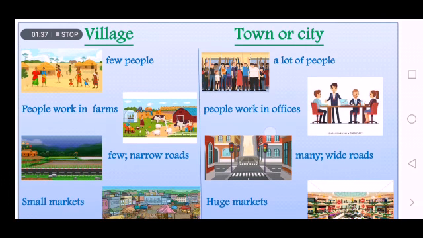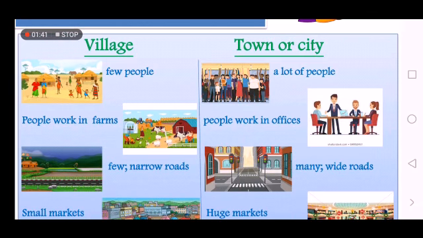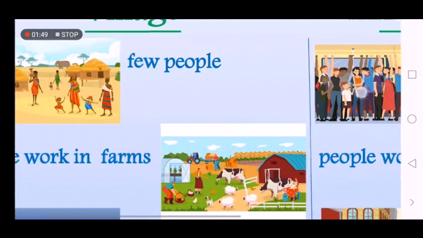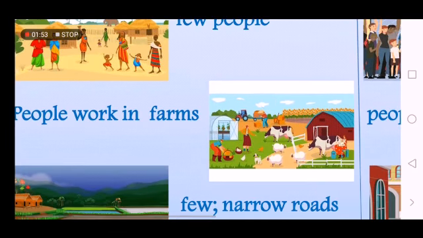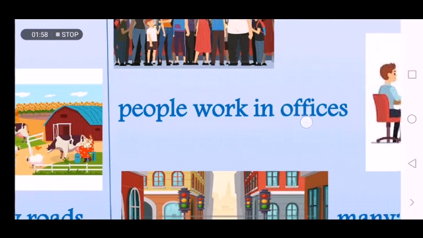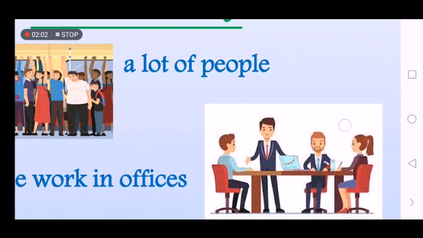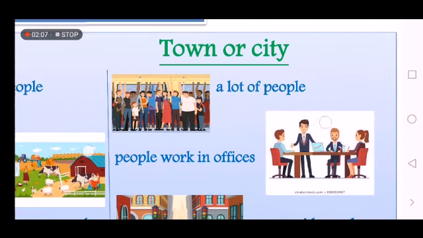In a village, you can see few people only live, and in a town or city, you can see a lot of people. Most of those people who live in a village work in farms. They are farmers. And those people who live in a town or city work in offices. So they are officers. They work in companies or in factories.